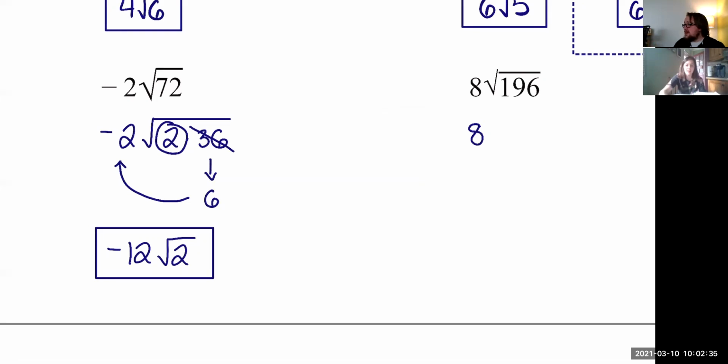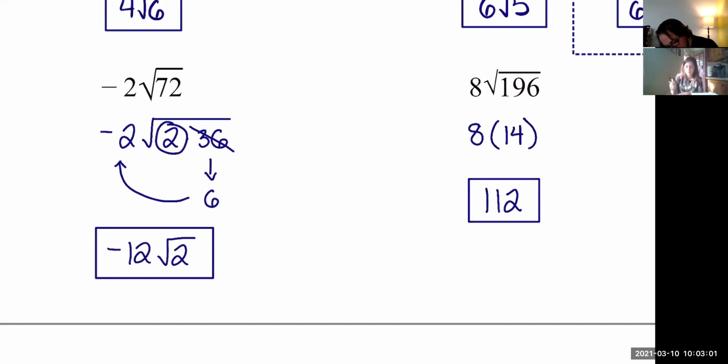Is there any reason to break it down then? No, because what is the square root of 196? 14. I knew it was coming. I just didn't know when. That's why I checked myself. And then 8 times 14 would give me 112.